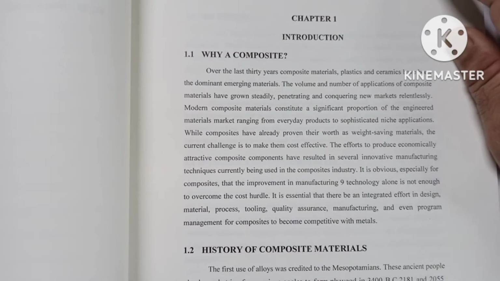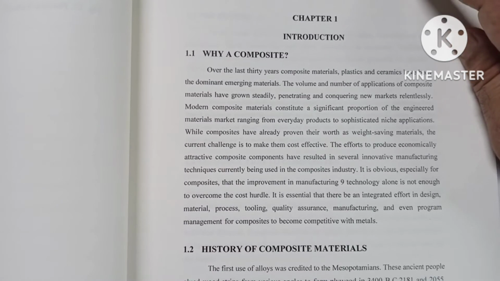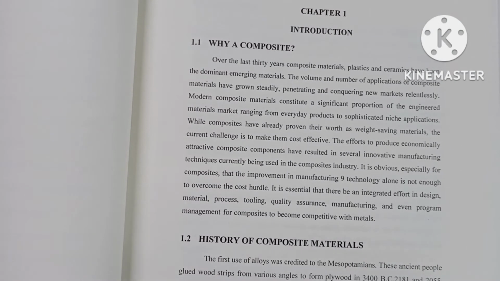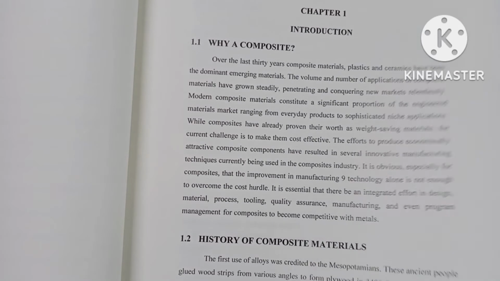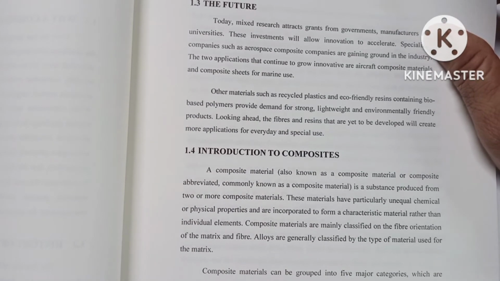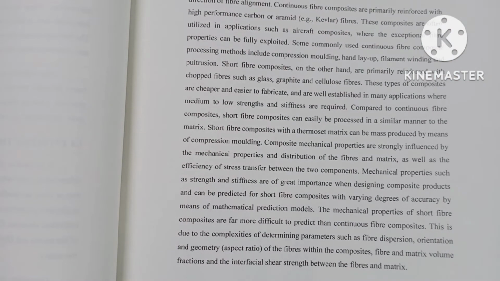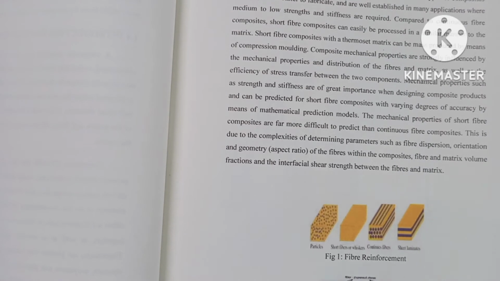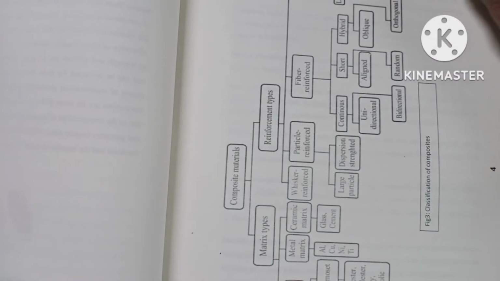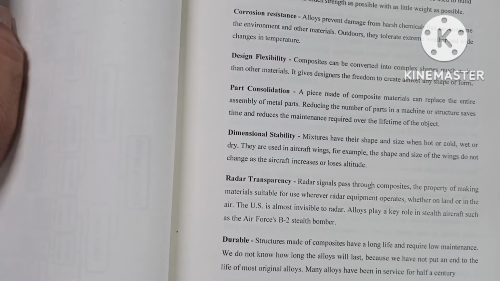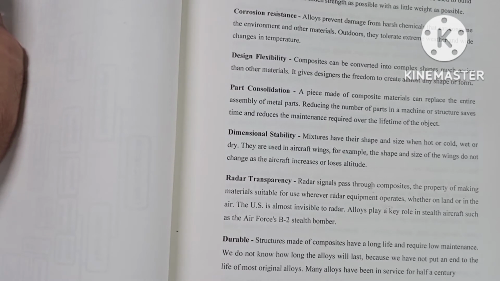Here the students are writing about why a composite, as I was discussing just earlier. Regarding the history, composites have been used by mankind for a long time. The future is visible very clearly. We have to use this material because of its light weight and high strength. These are some of the fiber reinforced composite materials that I am showing you in diagrams. The importance, as the students are writing, is its light weight and strength.